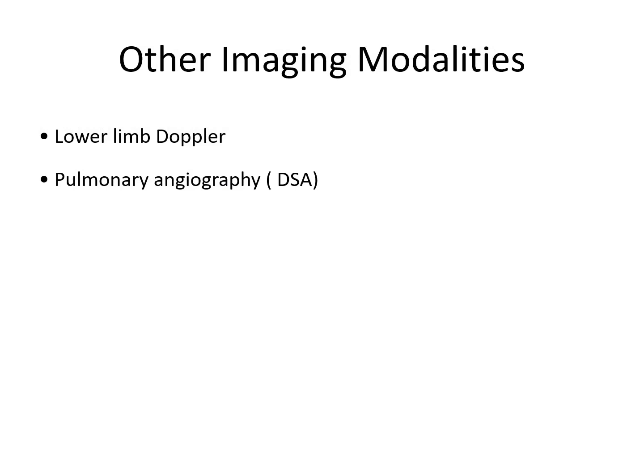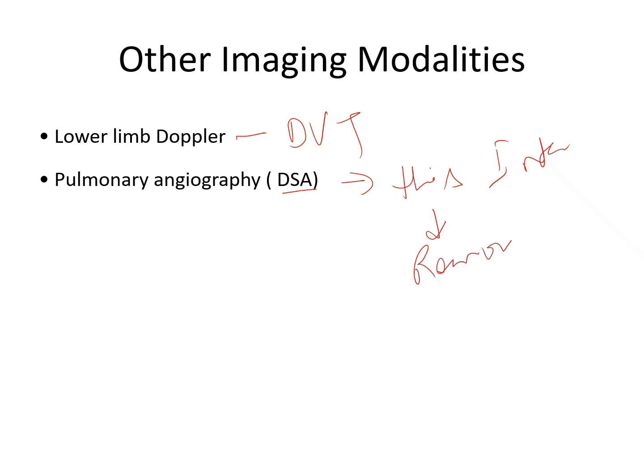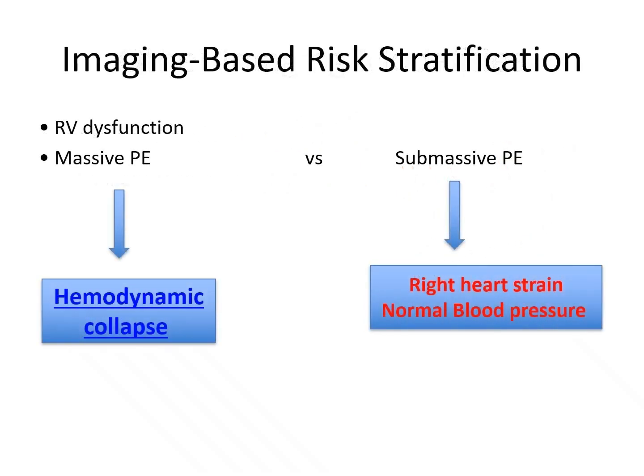Other imaging modalities used for pulmonary embolism are the lower limb Doppler for the screening of deep vein thrombosis and pulmonary angiogram, that is the DSA. This is done only for the intervention or removal of thrombus. Imaging based risk stratification is done by classifying pulmonary embolism severity, which directly affects the management and prognosis. The massive pulmonary embolism causes hemodynamic collapse and it requires urgent reperfusion.